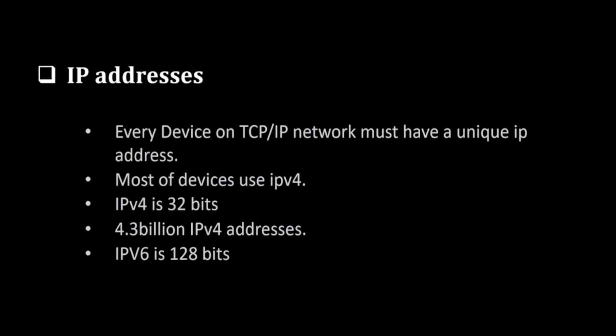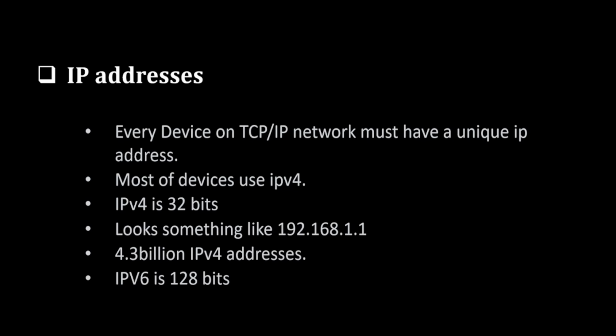So every device on a TCP/IP network must have a unique IP address. Most devices use IPv4. IPv4 stands for Internet Protocol version 4. The 4 in IPv4 is important because it signifies that we are dealing with a 32-bit address. Now what is a 32-bit address? Well, it is like having 4 billion unique addresses on the internet. Just like your home has a unique address, every device connecting to the internet, whether it is your phone, computer, or smart fridge, gets its own unique IP address.